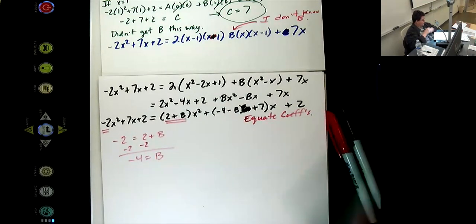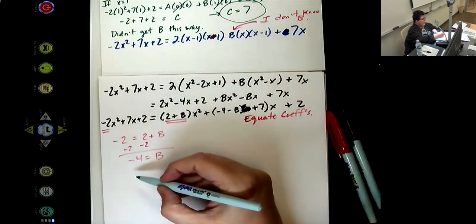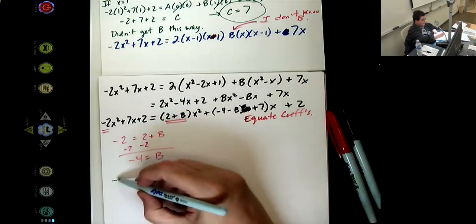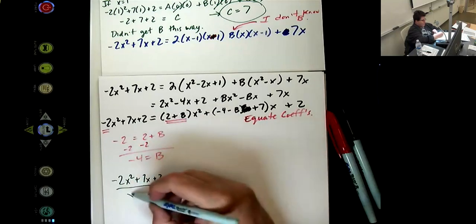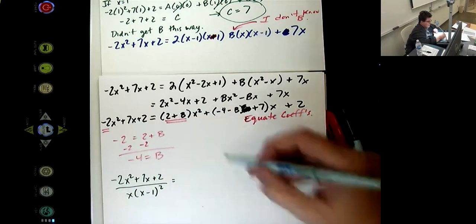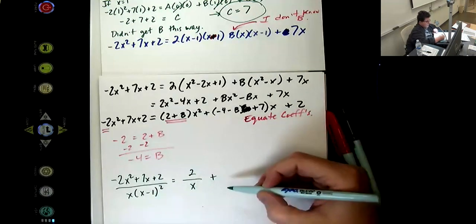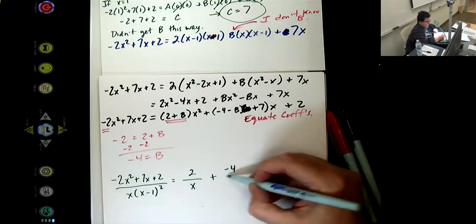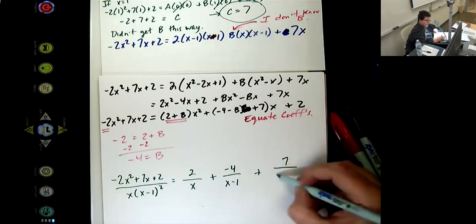And I end up with all three terms. We had -2x squared plus 7x plus 2 over x times x minus 1 squared equals a, which was 2 over x, plus b, which is -4 over x minus 1, plus c, which was 7 over x minus 1 squared.